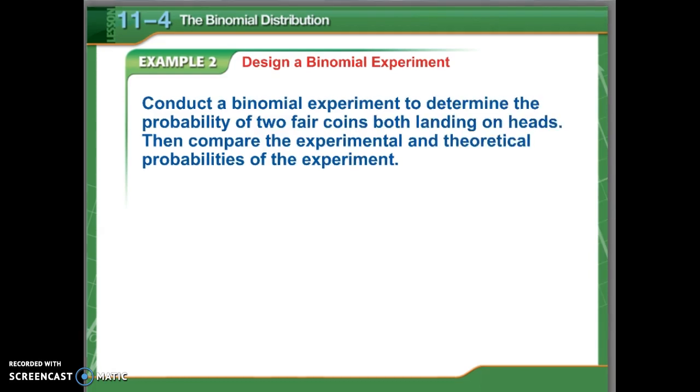So, for example 2, we're going to follow that four-step process. It says we need to conduct a binomial experiment to determine the probability of 2 fair coins both landing on heads. Then compare the experimental and theoretical probabilities of the experiment.